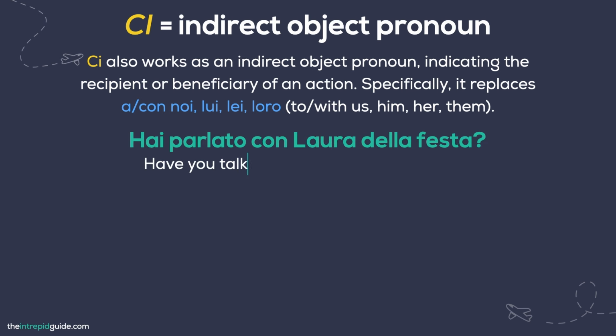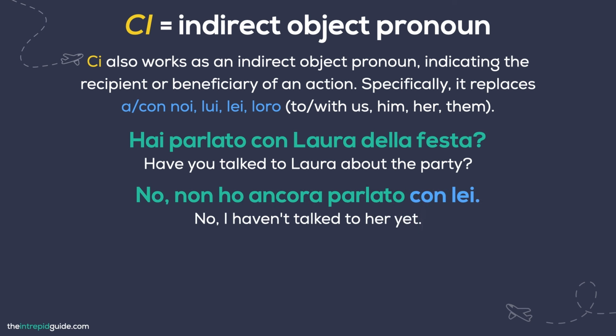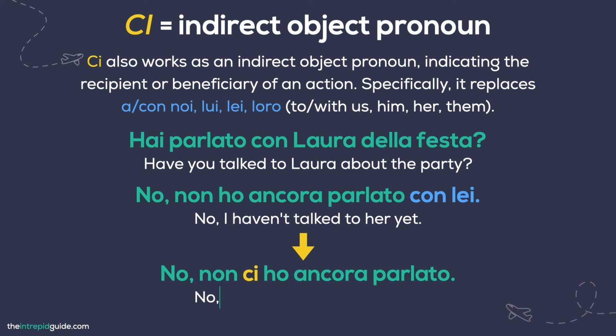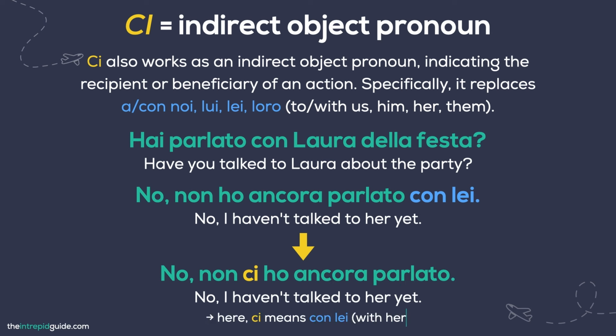Hai parlato con Laura della festa? Have you talked to Laura about the party? No, non ho ancora parlato con lei. No, I haven't talked to her yet. No, non ci ho ancora parlato. No, I haven't talked to her yet. Ci stands for "con lei", with her.